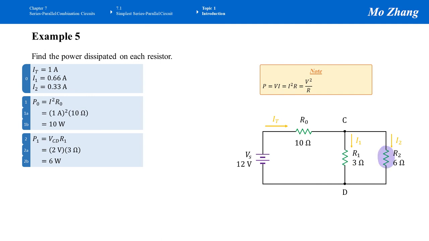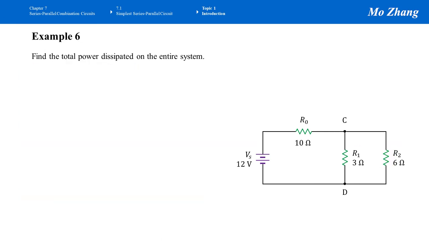Now find the power dissipated on R2. We can use the same formula again, but for R2. That is P2 equals VCD times R2. Plug in the numbers. VCD is 2 volts, R2 equals 6 ohms, the product equals 12 watts. 10 watts drop on R0, 6 watts drop on R1, and 12 watts drop on R2.